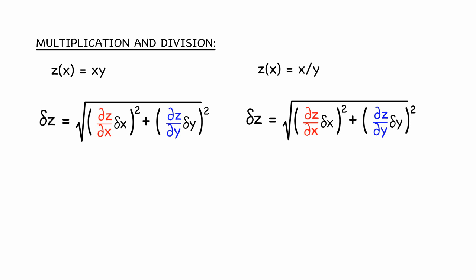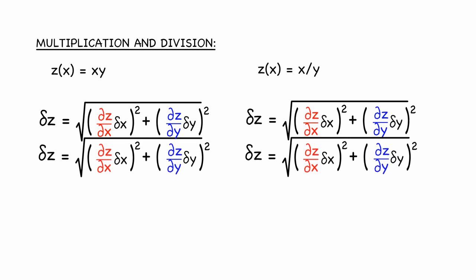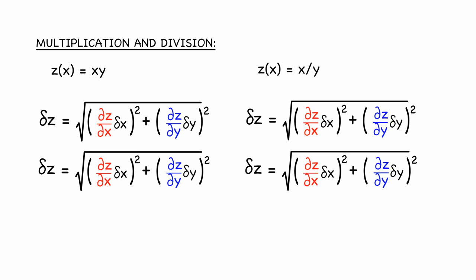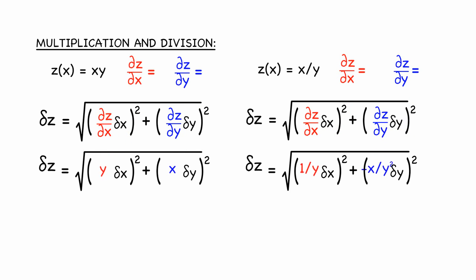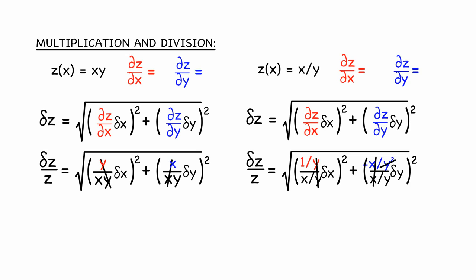Multiplication and division. Let's again construct the uncertainty on the product or quotient of two variables. The derivatives are a little more complicated, and at first glance the result looks messy. But let's look at what happens when you divide both sides by z. There's a pattern with the relative uncertainties. They add in quadrature.